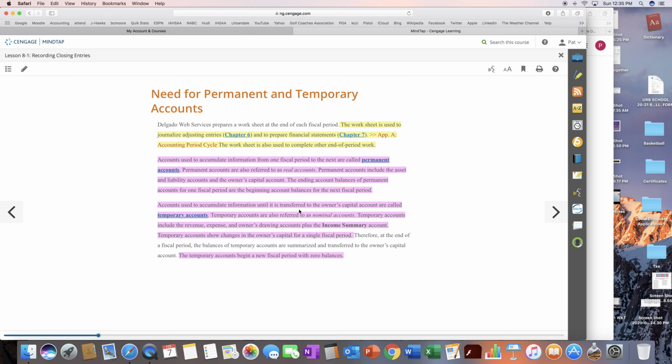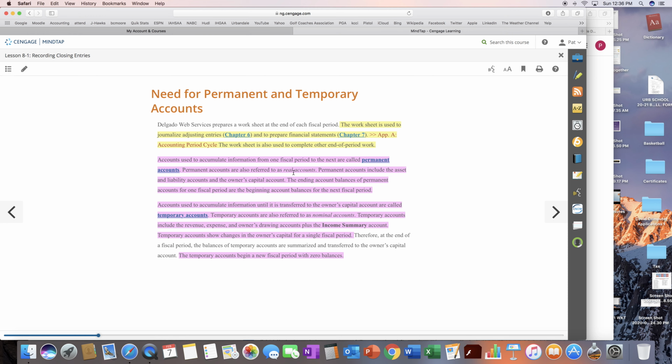But accounts that are used to put information in, dealing mainly with the capital account, are called temporary accounts or nominal accounts. Okay, and what are these? These are the income statement for the most part. Revenue, expenses, and then the drawing account. Revenue and expenses are our income statement, but then we also add the drawing account. Now, we haven't used income summary. That is also a temporary account.